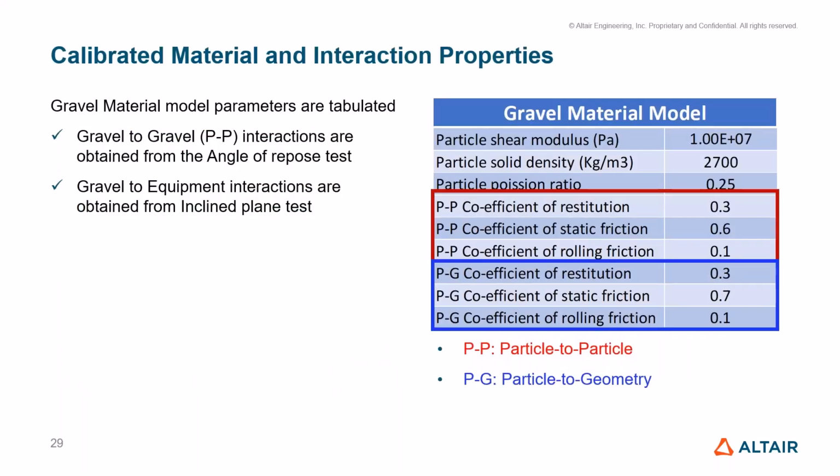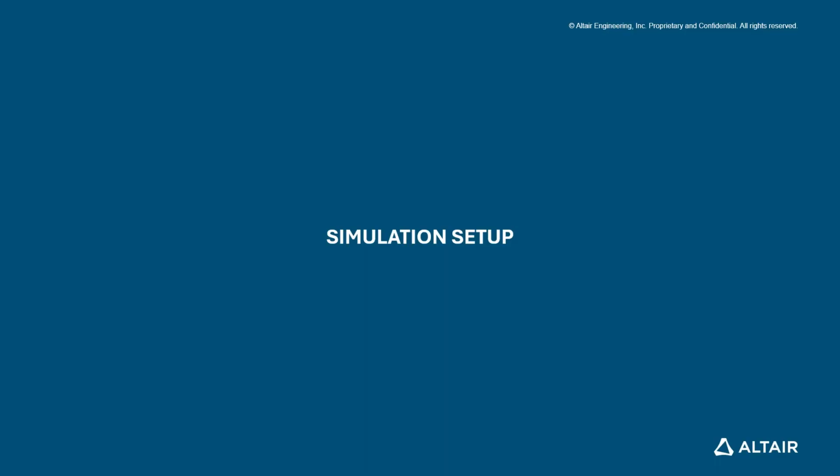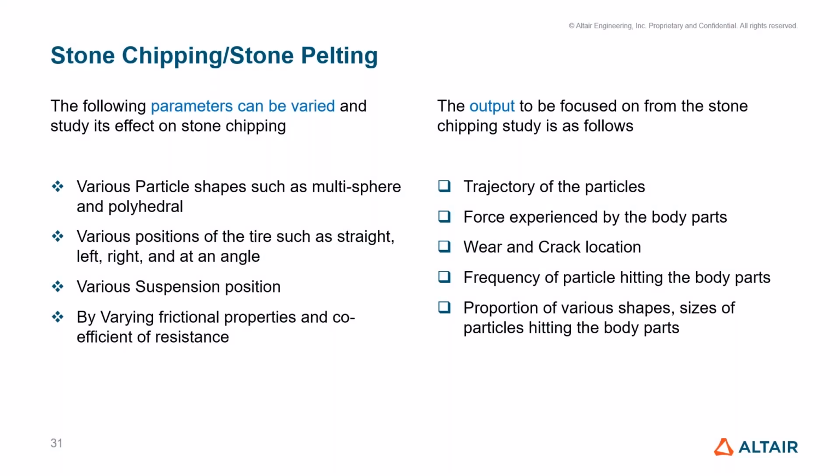In summary, what we achieve from the calibration test is the particle to particle coefficient of restitution, static friction and rolling friction, and at the same time the particle to equipment restitution, static friction and rolling friction. For the particle, the shear modulus, solid density and Poisson's ratio are the parameters we will obtain from the calibration. Now we'll see some of the stone chipping simulation setup.